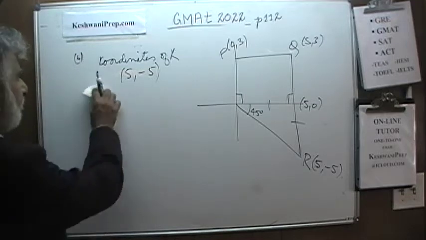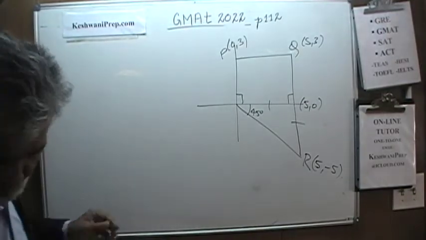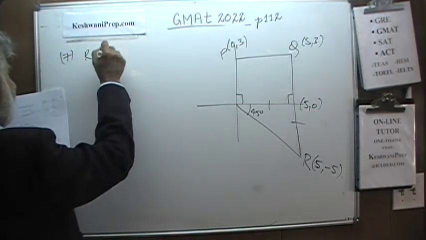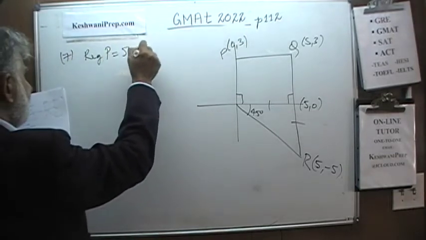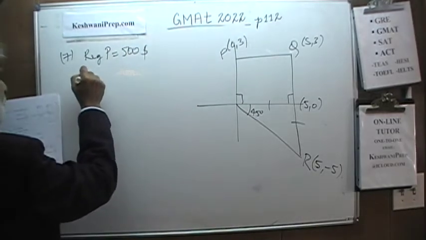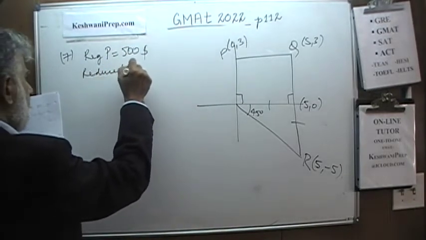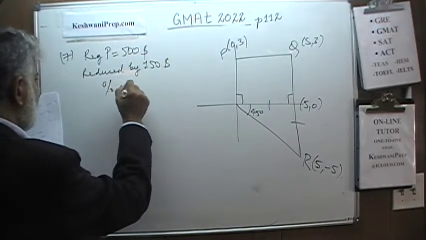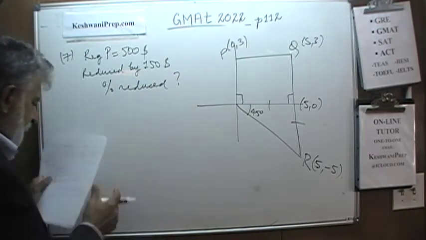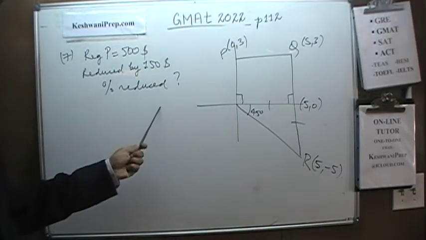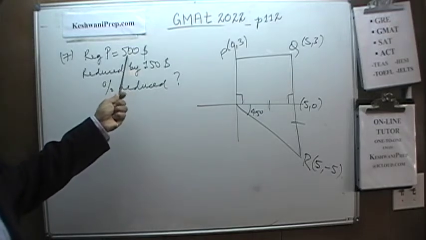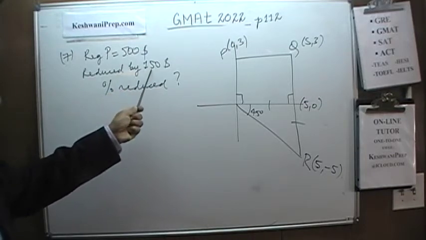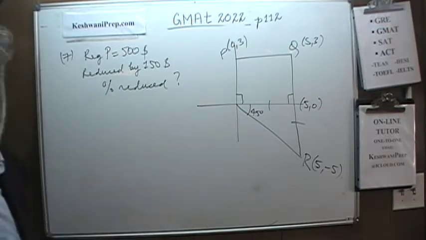Number 7, we are told that the regular price is 500. We're going to reduce it by $150. The question simply is, how much is the percentage reduced? There's not really much to do here, as you can clearly see. 10% of 500 would have been 50. We're reducing it by 150, which is 3 times the amount, so we're reducing by 30%.